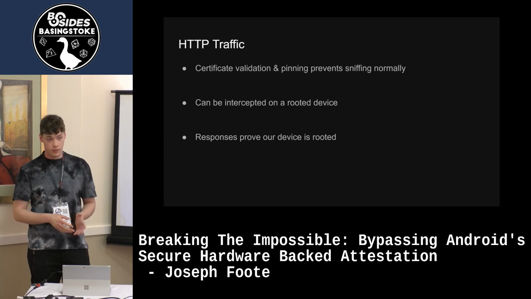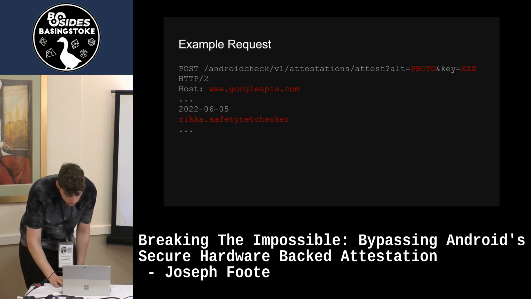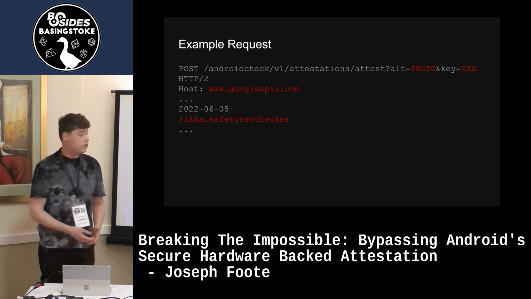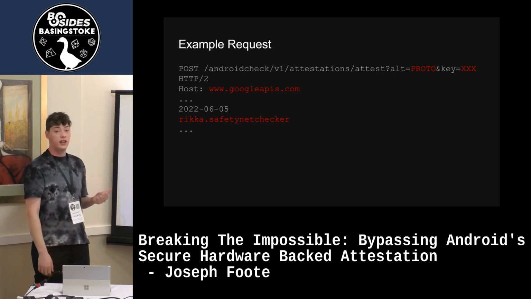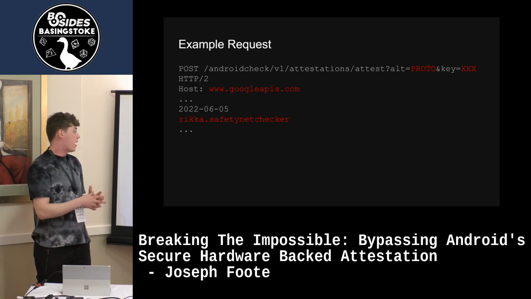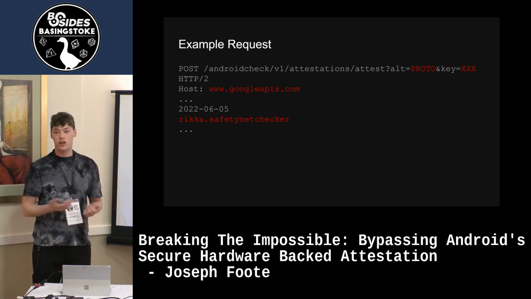And as I said, the response proves that our device is rooted, and I'll show you what that looks like shortly. This is an example of an actual request to Google's API. In red are the things you need to look at and be aware of. So we're speaking to the attestation's attest endpoint. Where it says alt equals proto, this refers to a protobuf wrapper around what's going to come back.